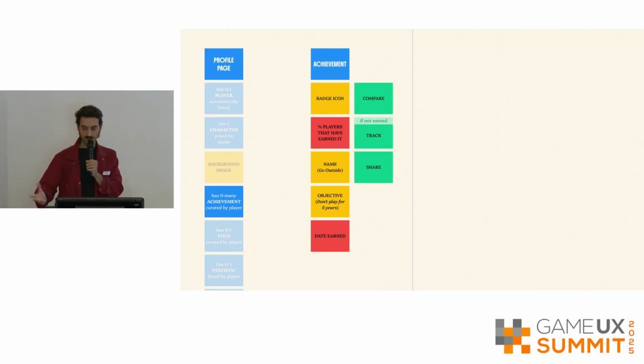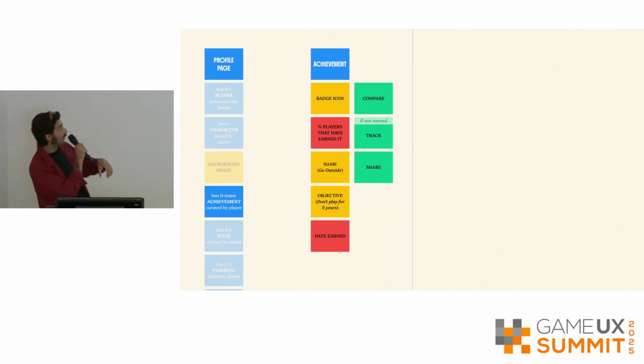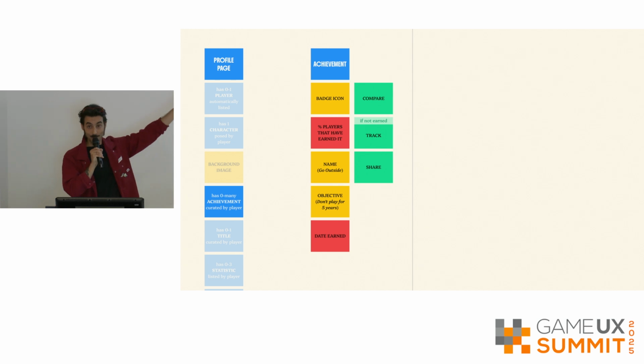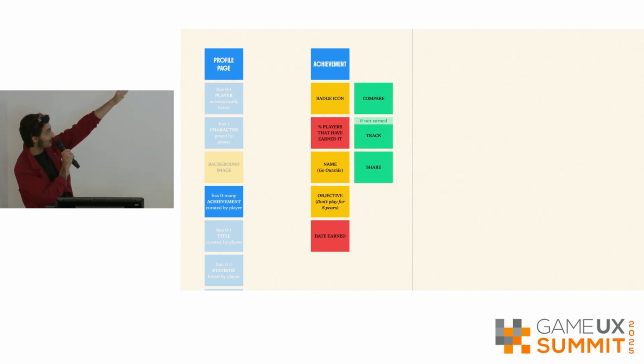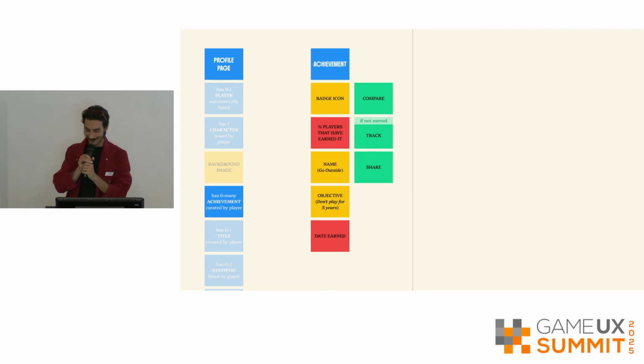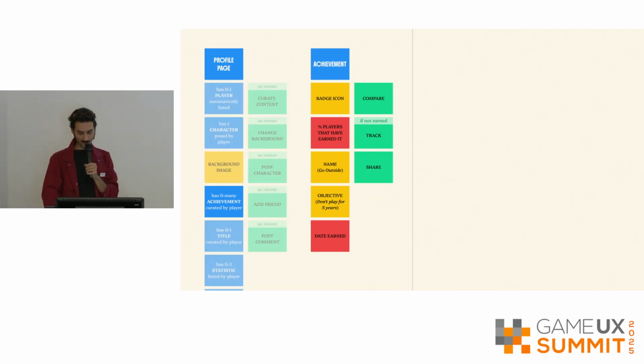So all of these interactions, compare, track, share, are valid, and we can list them in the achievement objects column with green stickies. I know it's not in the same column, but I don't have the vertical space in here, and this needs to remain somewhat readable. But when you're doing this, put the green stickies in the same column, all right? So we then do the same for each of the objects. So we can do it for the profile page as well.